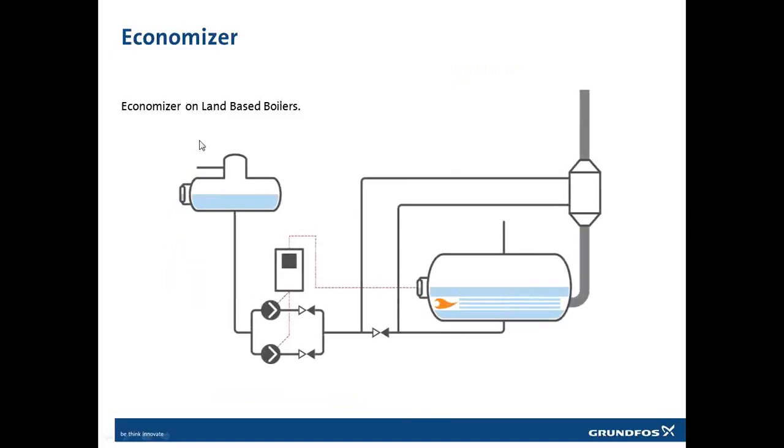On land-based boilers, we still have our deaerator and our boiler feed pumps, but now we have made a twist on the piping so that we can run through the economizer and preheat the feed water more than we have done in the deaerator, and run into the boiler with very, very hot water, of course giving the complete boiler system a higher efficiency.